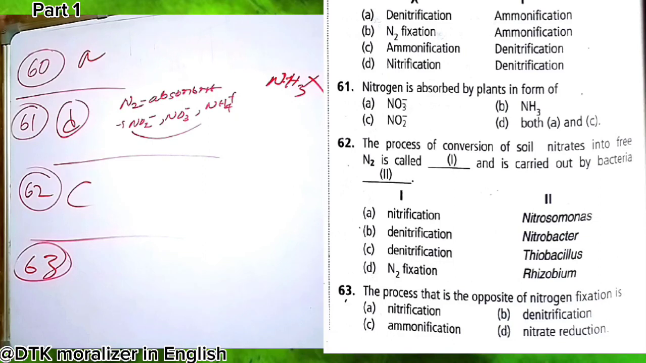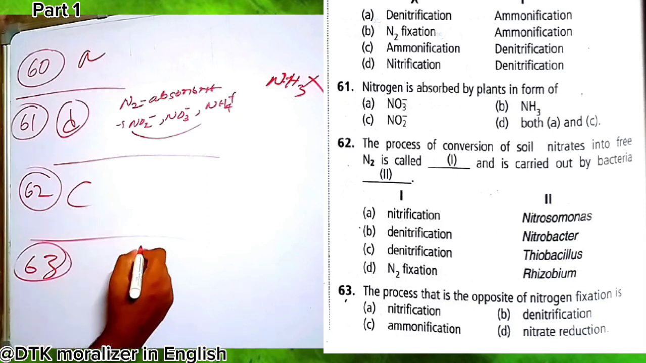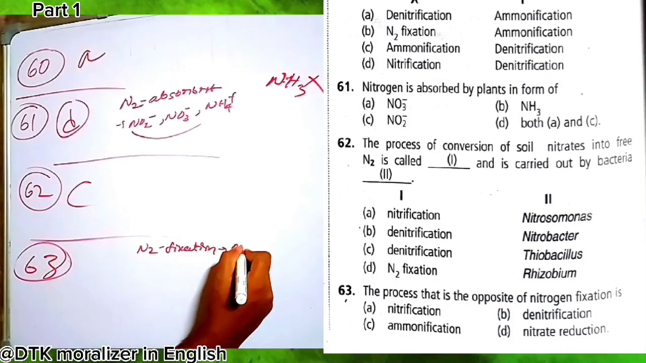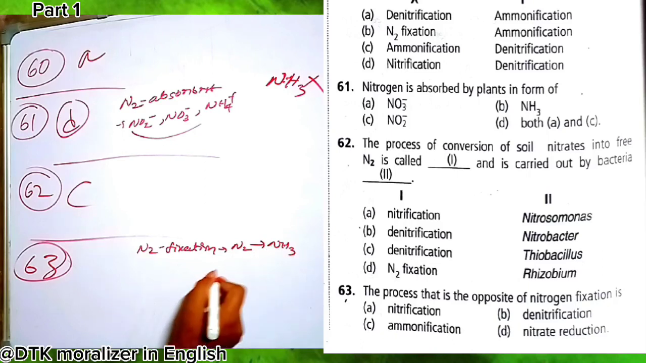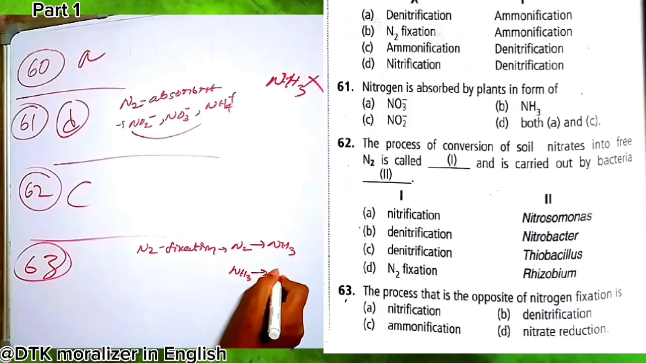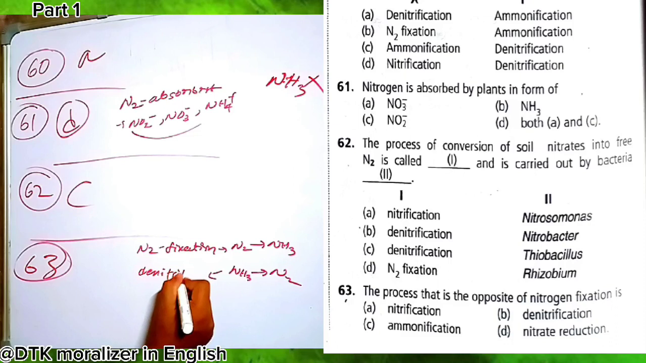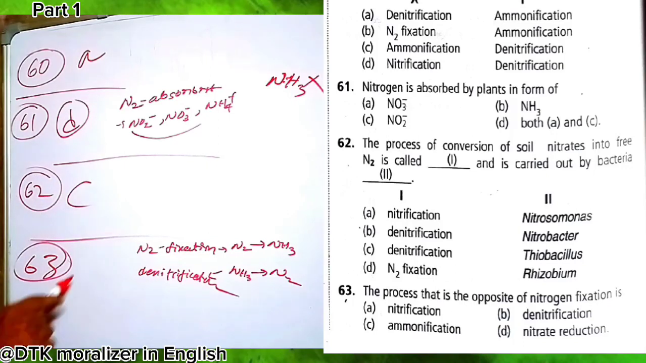Now question number 63. The process that is the opposite of nitrogen fixation is, so here in nitrogen fixation N2 is fixed as ammonia. So in this process ammonia is turned into N2, so it is denitrification. In N2 fixation N2 is converted to ammonia. This reverse process will be ammonia to N2. This process is called as denitrification. So here option B.